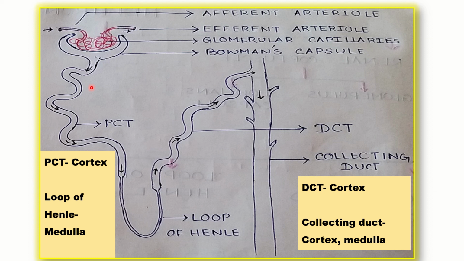Okay. Next, coming to this loop-like structure. This loop is known as Henle's loop or loop of Henle. The loop of Henle here opens into which structure? It is called DCT or distal convoluted tubule. Distal convoluted tubule is opening finally into the collecting duct or collecting tubes.